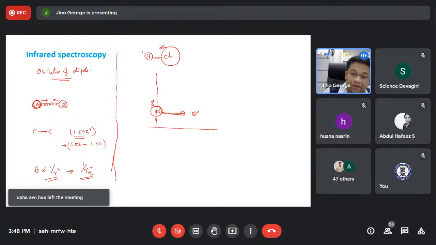What happens if you give some energy to this particular bond is that the overall vibration energy of the system goes up here. So the hydrogen atom comes here. This is H, and they get separated like this.